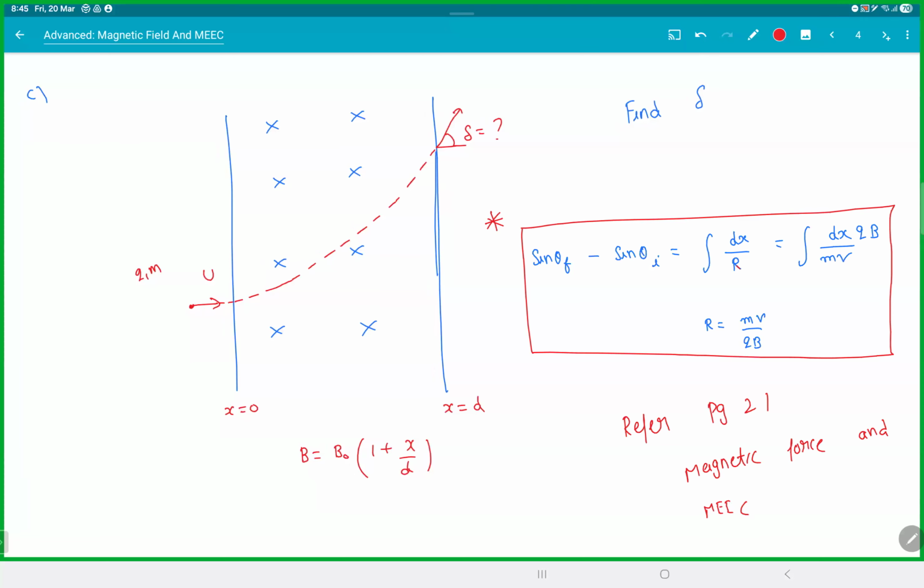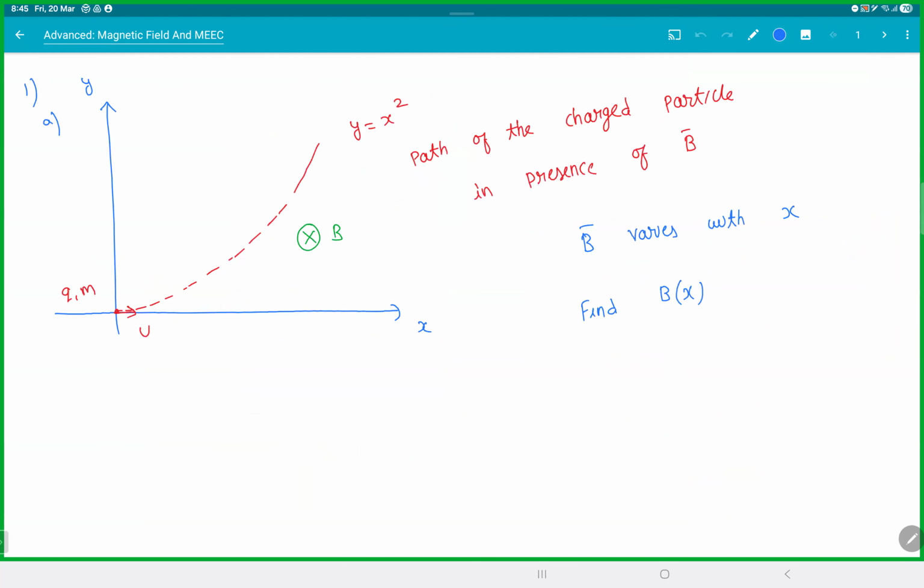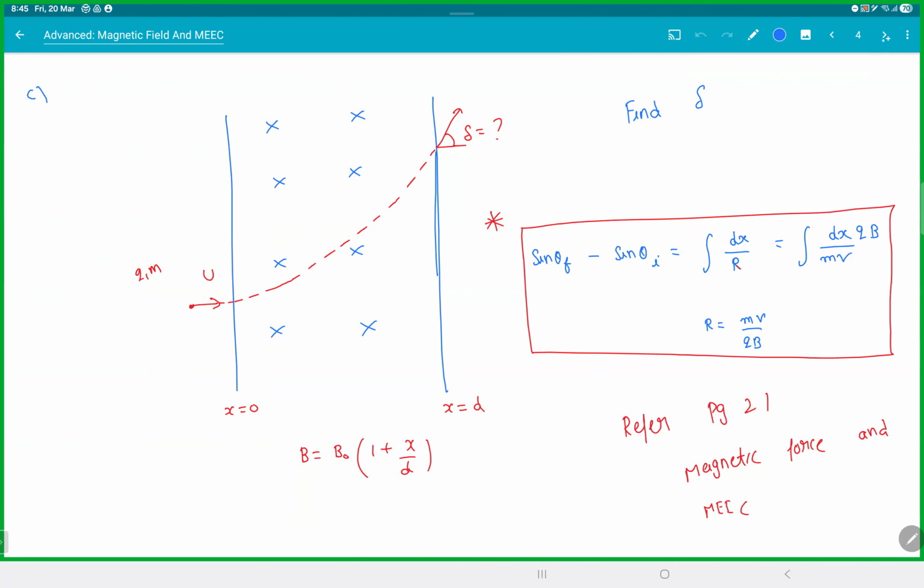Yeah, that's one really good one. So you're done, right? R is mv by qB, put it in and integrate. I think you'll get the answer in terms of ln here. Doable. For the time, we have to use B of x again, get the deflection in terms of time and integrate. That will be a little complex, but you can check it out. All clear with this?